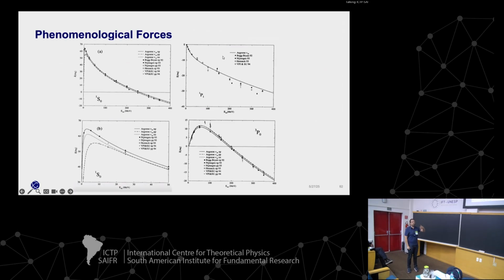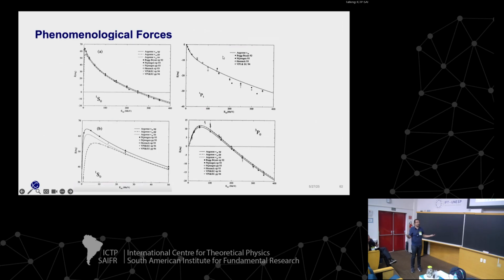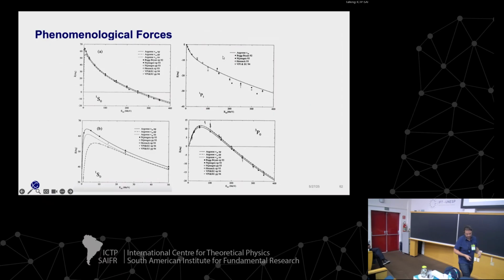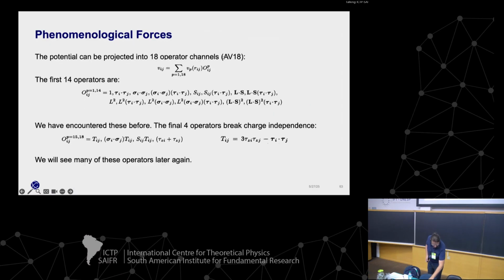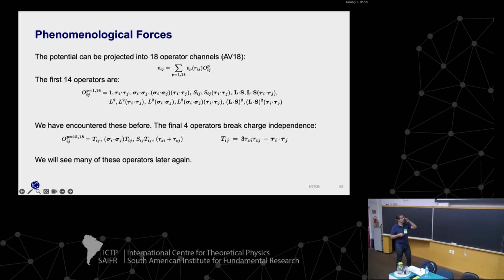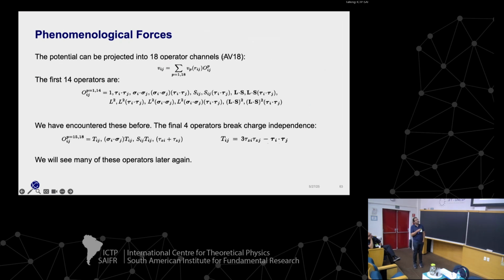You look at the data, you make some ansatz for how the interaction looks that is guided by your observations, and then you do a fit to this data, and you get the nuclear interaction. And you can then re-express this nuclear interaction, it's called AV18 because you can re-express it into 18 operator channels. And so the first 14 operators are the ones we saw. Just by looking at the symmetries, right, we can write down these operators. So it's combinations of the ones we have seen. And basically, that's the most general thing you can do.